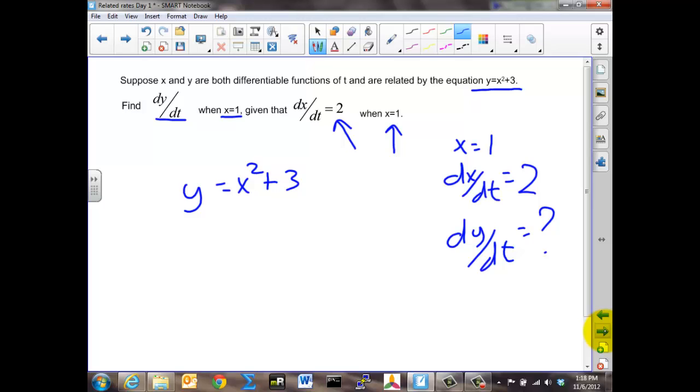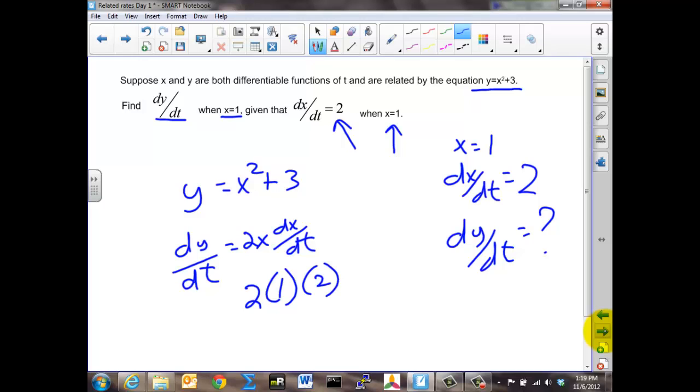Take the derivative, okay? So if we take the derivative of this, we get dy/dt equals, what's the derivative of x squared? 2x dx/dt. What's the derivative of 3? 0. Okay? Now, we wanted dy/dt. We've got that dy/dt is 2x dx/dt. So what do we need to do? We can put in what for x? 1. 2 times 1. For dx/dt, we can put in 2. So then we know that dy/dt equals 4.